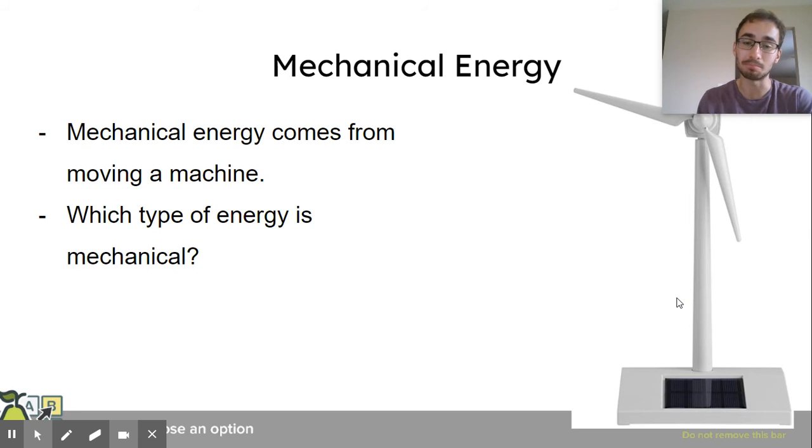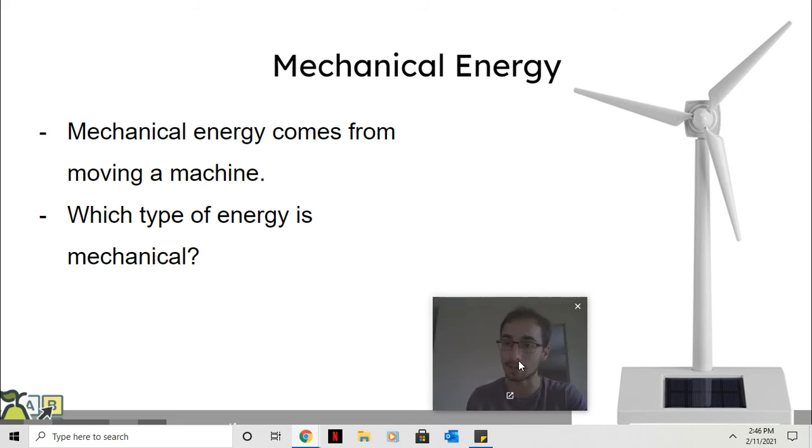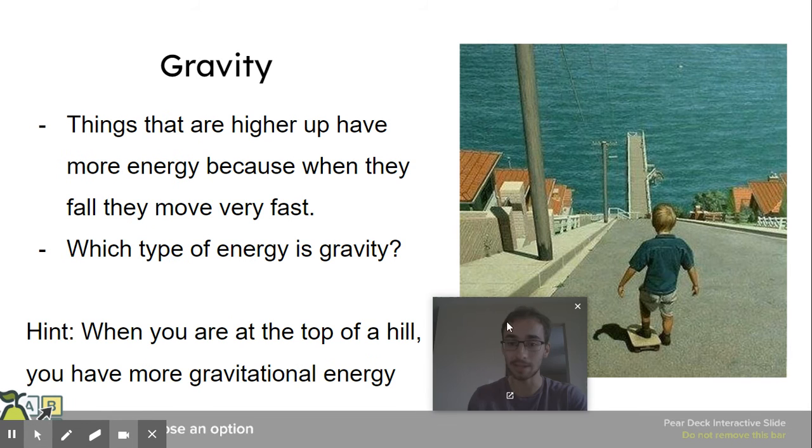Mechanical energy, mecha or mechanical just means machine. So mechanical energy is just the energy you get from moving a machine, like a windmill. Yep. Next, gravity.